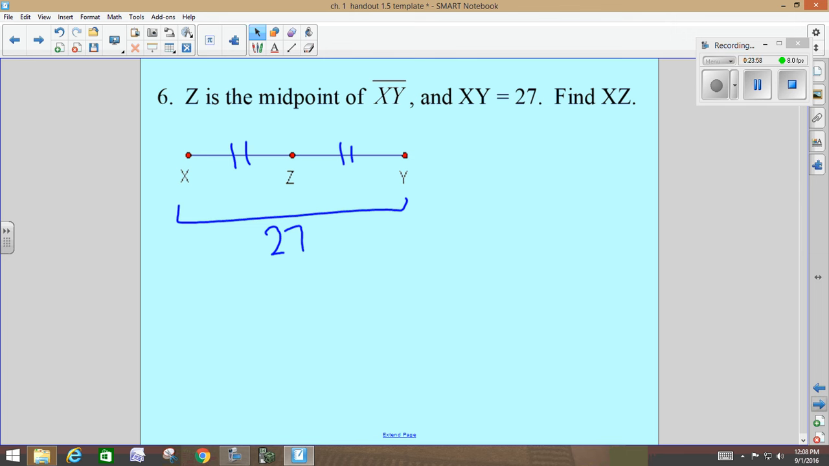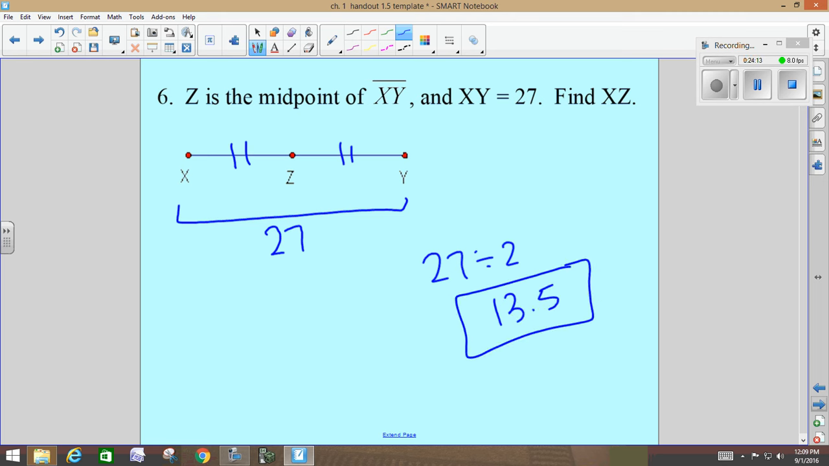Amanda, how are we going to figure out the length of XZ? Right, because we cut it in half, right? Yeah, what's 27 divided by 2, Amanda? 13.5, good. Midpoint's right in the middle. It's got to be equal on both sides. That's that logic and common sense we have to remember. Middle, equal on both sides, right, Cade? Good.